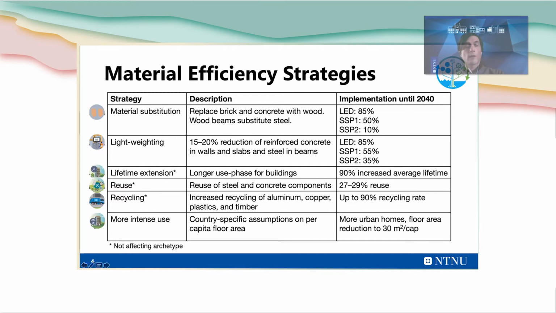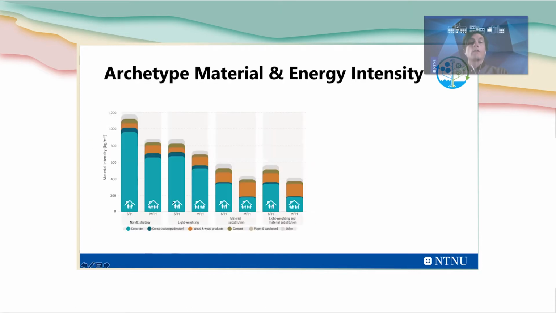As I said before, some things affect the archetypes, some things affect the stock model. So I have denoted them here with an asterisk. So let's look at the material intensities first. Most important, we can see the first two columns here is no material efficiency strategy. So this is our base archetype, basically.